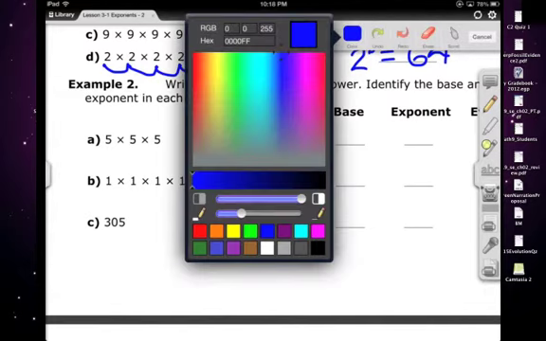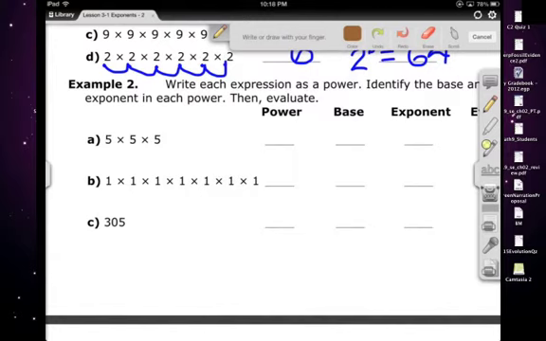Okay, switch up colors again. It's important to identify the anatomy of an exponent. Like, what do you have? Well, this is 5 to the third. And you probably have the experience to write these: 5 multiplied by itself 3 times. You've probably seen that before. In this case, it's 1 being multiplied by itself 7 times.